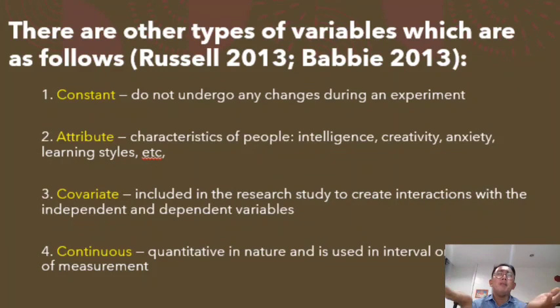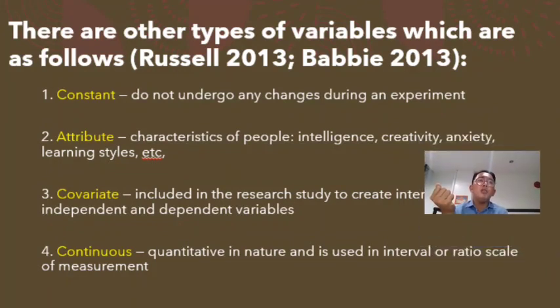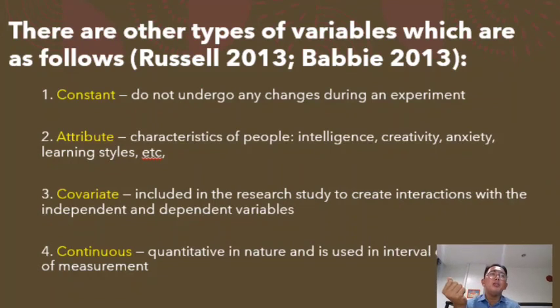Constant: does not undergo any changes during an experiment. Attribute: characteristics of people, such as intelligence, creativity, anxiety, learning styles. Covariate: included in the research study to create interactions with the independent and dependent variables. Next, continuous: quantitative in nature and used in interval or ratio scale of measurement.